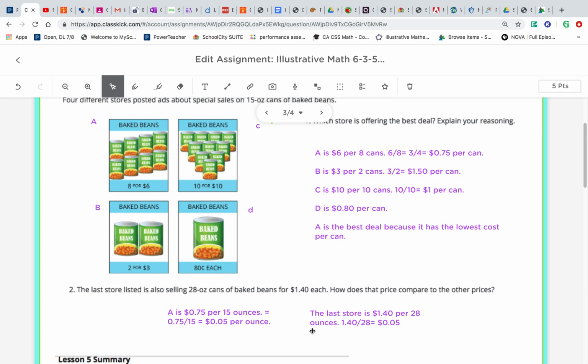Depending on how much you needed, this might actually be as good a deal or even a better deal if you need exactly 28 ounces. Over here, if we got 15 ounces for 75 cents, we would need to get another can at that rate, another 15 ounces, because that's the size of the cans they're offering, and so that would be another 75 cents. So you'd have 75 cents and 75 cents, which would be $1.50. In that case, this would actually be a better deal. But just based on price per ounce, it's the same.